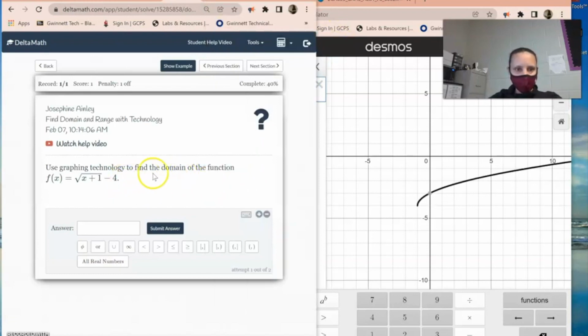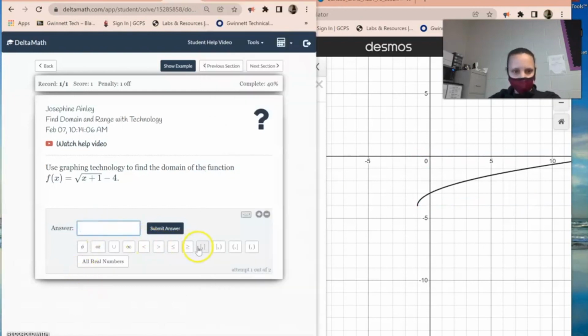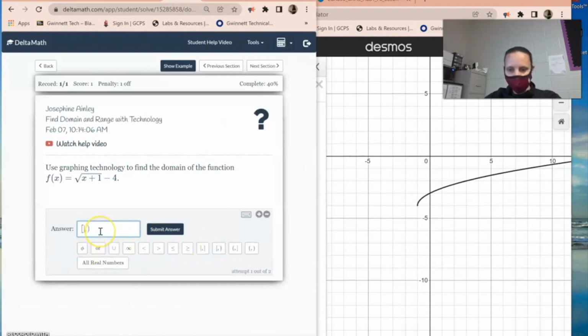All right, so find the domain. So this is the X values, right? So we're going to look at the X values, left to right. So starting from here, it goes like this forever, right? But look at the values. So that's this number here, which is -1 to infinity. So I'll go ahead and put that in there. -1 to infinity, open and closed.